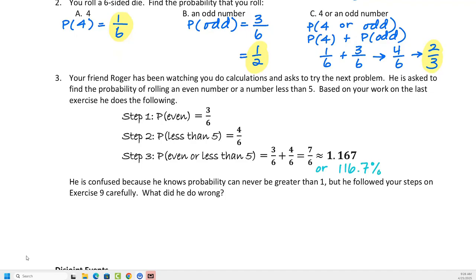116.7%. Should it be over 100%? No, so there's a big problem here. You can see here it continues saying, he's confused because he knows probability can never be greater than 1 or 100%, but he followed your steps on exercise 9 carefully. So what did he do wrong?